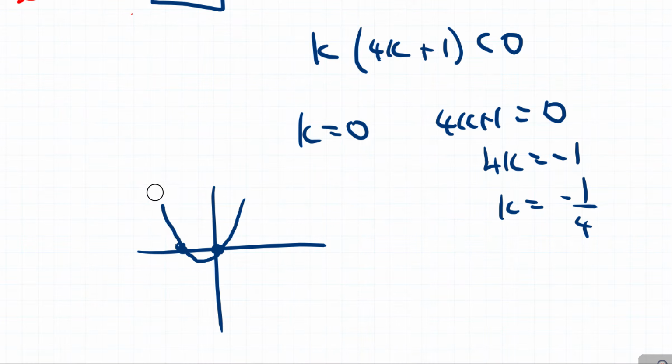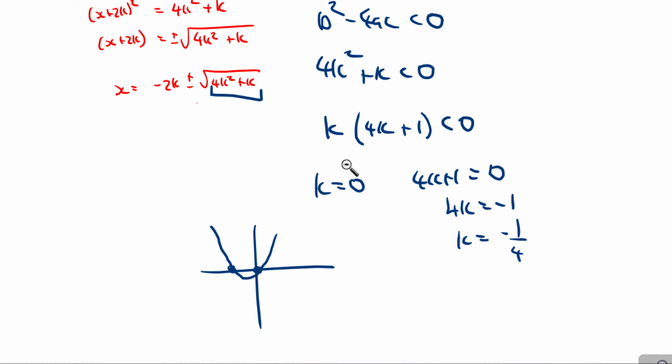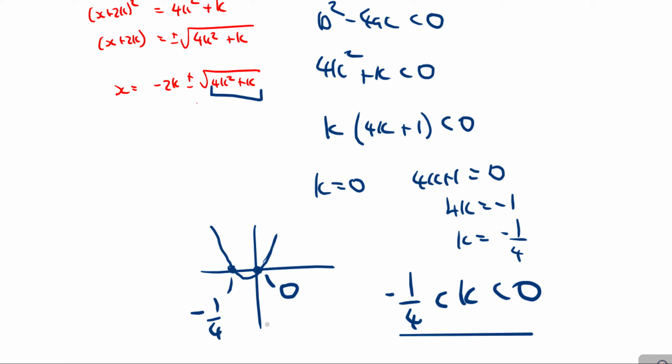So it's going to look something like this. It's still a k squared term, so it looks like an x squared. So basically it's just the same as an x squared term for 4x squared plus x, but we just replace the x with a k. And we know that it crosses at 0 and minus a quarter. So the values that are negative, so essentially below the x-axis, is going to be where minus a quarter is less than k is less than 0. And that's your final answer for this question.